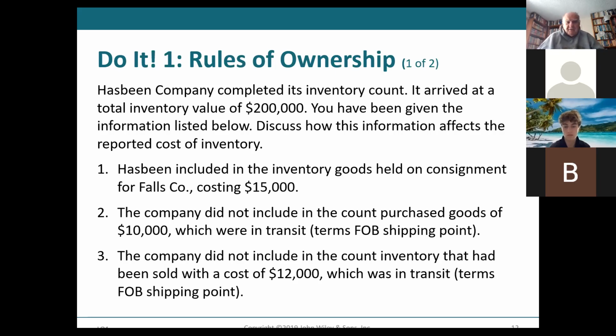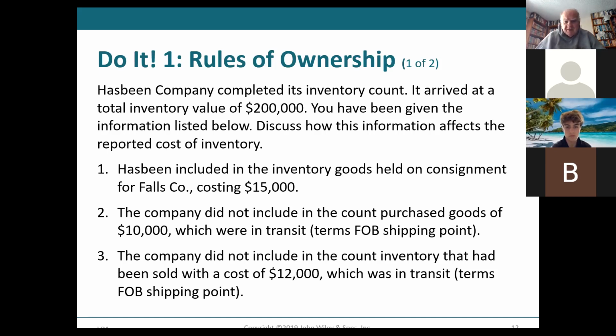Has-Been Company completed its inventory count. It came up with a total of $200,000. You've been given some information. Discuss how this information affects things. Has-Been included in the inventory $15,000 of goods held on consignment for Falls. Has-Been should not have counted that. That stuff belongs to Falls. Has-Been is only holding it for Falls until they sell it. So that has to come out.